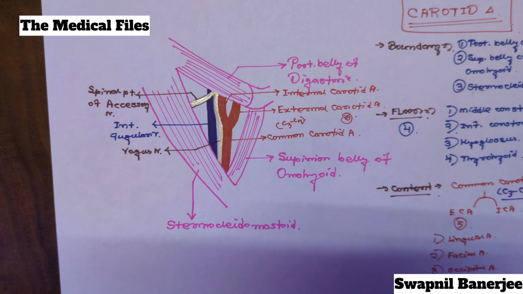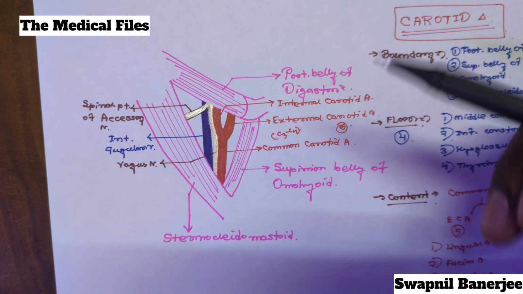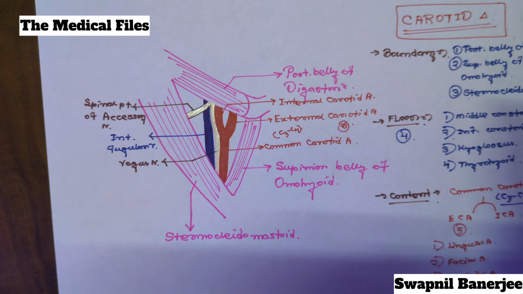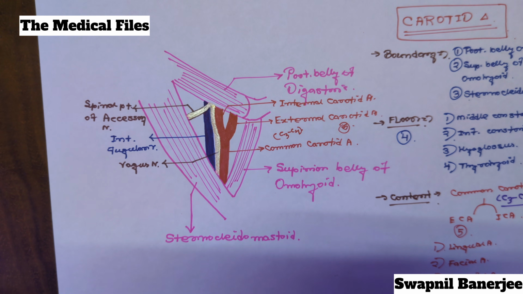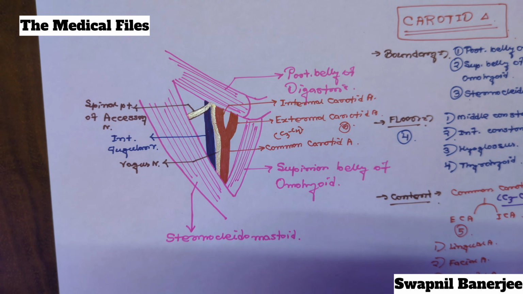Now we'll have to learn about the floor. Floor is formed by four muscles. There are two constrictor muscles, the middle constrictor and the inferior constrictor, and two another muscles are hyoglossus and thyrohyoid.